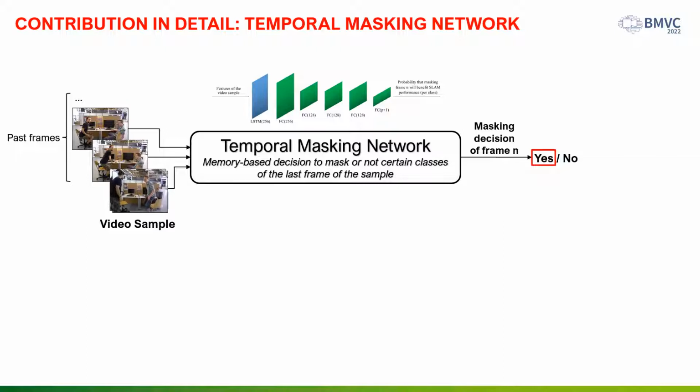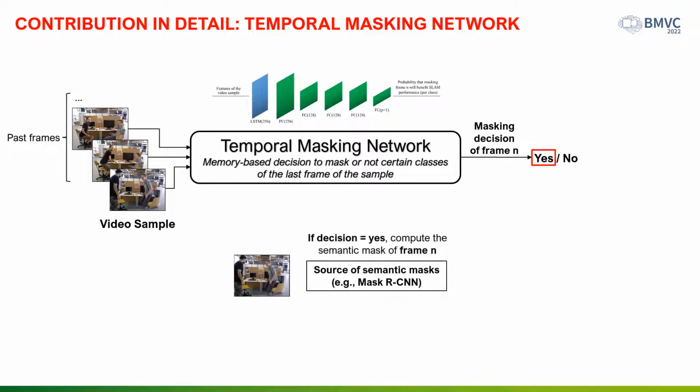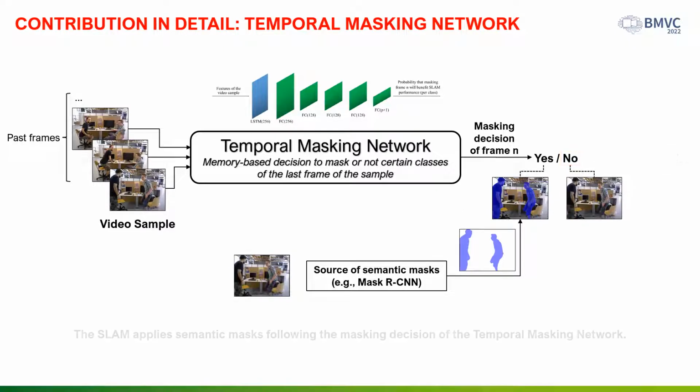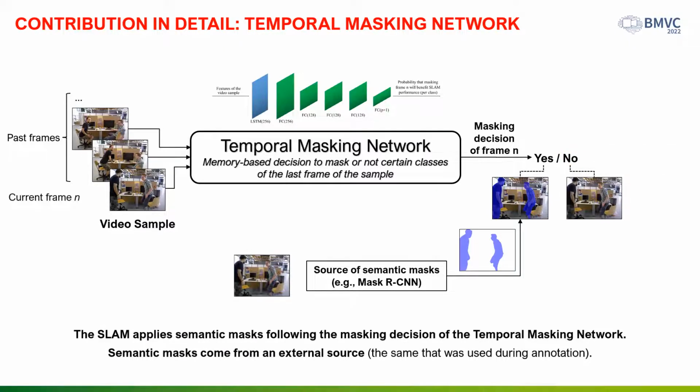If the decision is yes, in this case, we will compute the segmentation mask of this class for this frame, which we will then input in the key point filtering step. In the case the decision is no, then we do not need to mask anything. We simply use the image as is without filtering any key points. Note that here the source of semantic mask is arbitrary and the same as the one that is used during the annotation step.